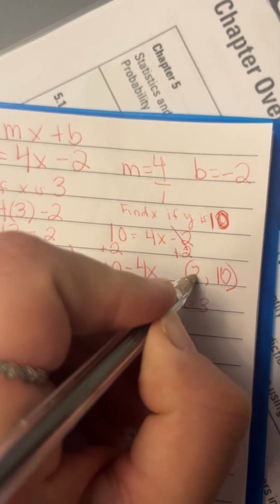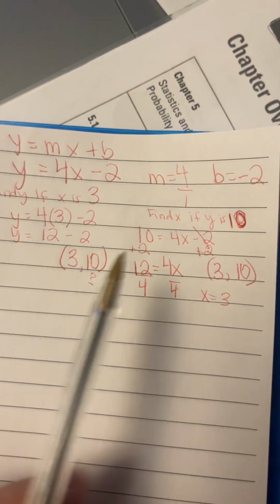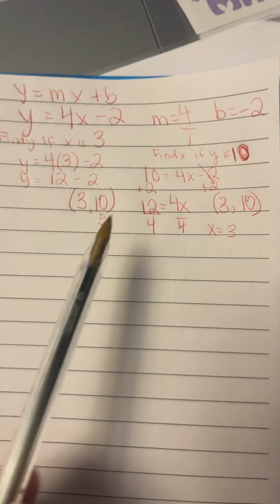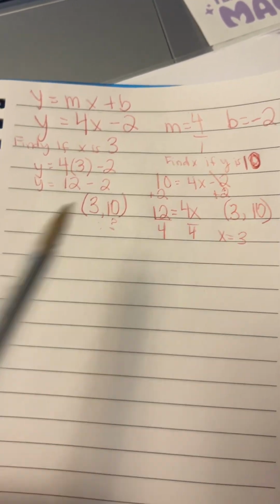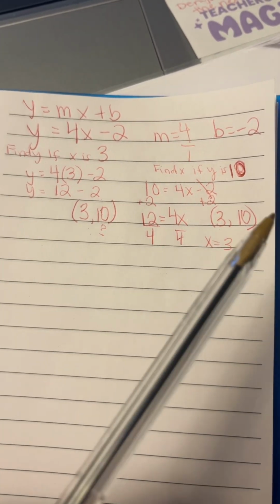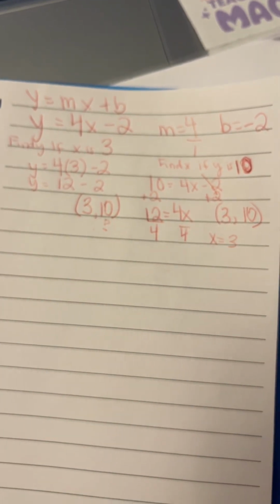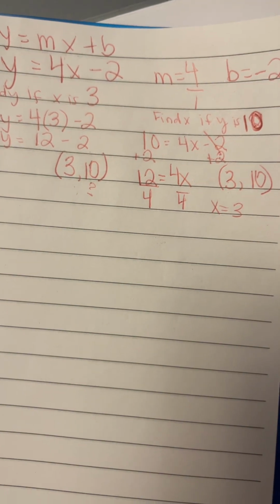So now I've got 2 points. They just happen to be the same. On yours, they will be totally different. So (3, 10) and (3, 10). Yeah, I changed that right. Hold on a second, I'm gonna make sure.